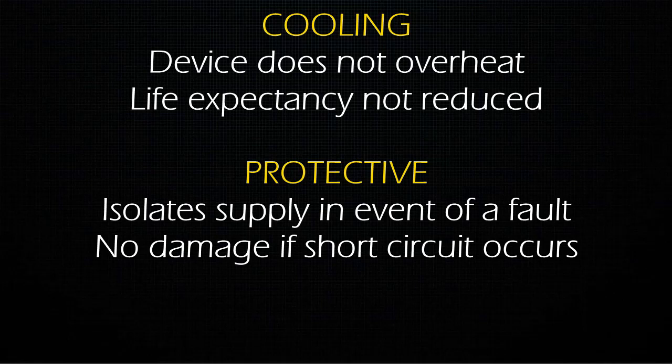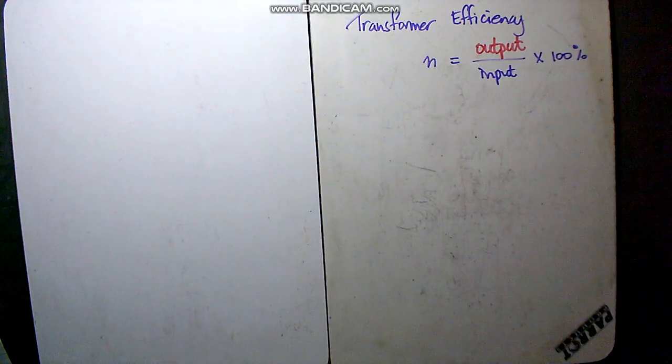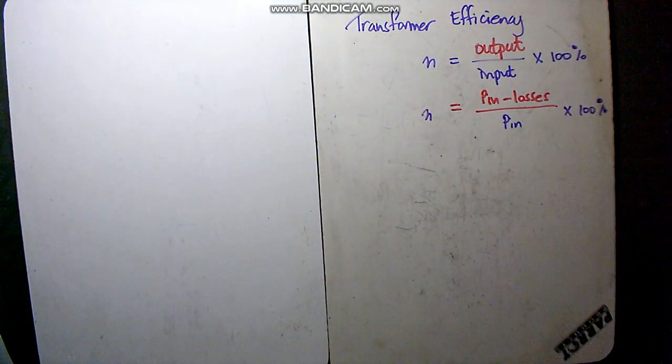The next question has to deal with transformer efficiency. So efficiency is equal to the output over the input times 100%. To get the output, all we do, we take the input power and we subtract whatever losses there are, and that's how we get the output. So output will always be a smaller number than the input. So by subtracting the losses, this is how we get a smaller number. Times 100 will give us efficiency in percent.